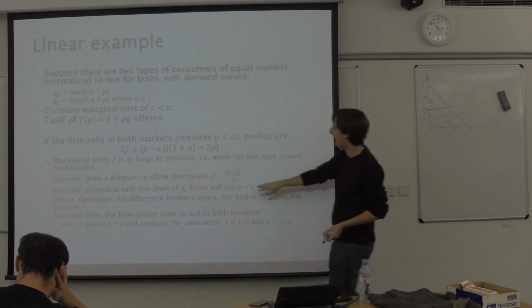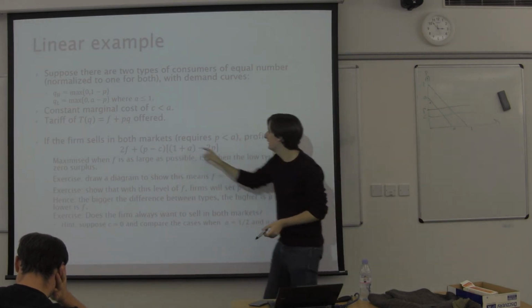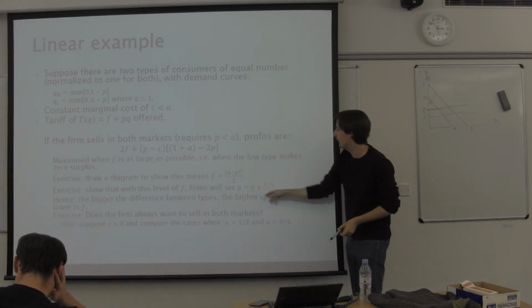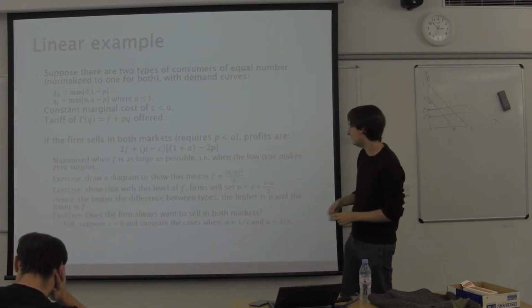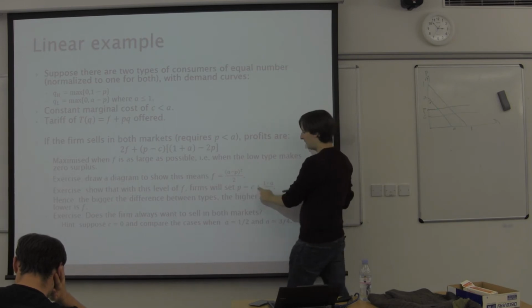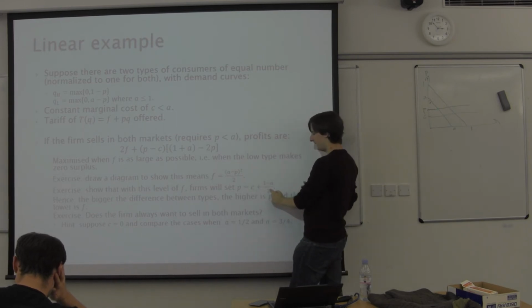And then once you know F is some function of P, you can maximize the whole expression and you'll find the optimum value of P. And what you find is that the price is marginal cost plus (1 minus A) over 2.